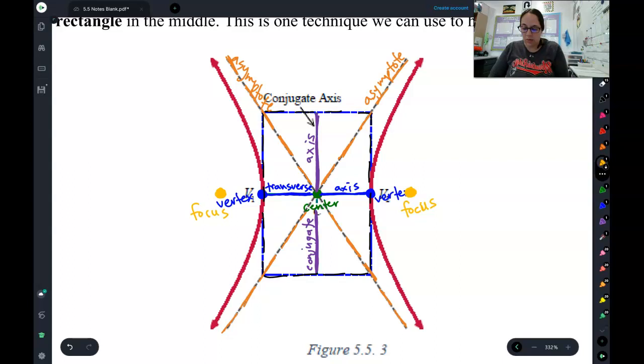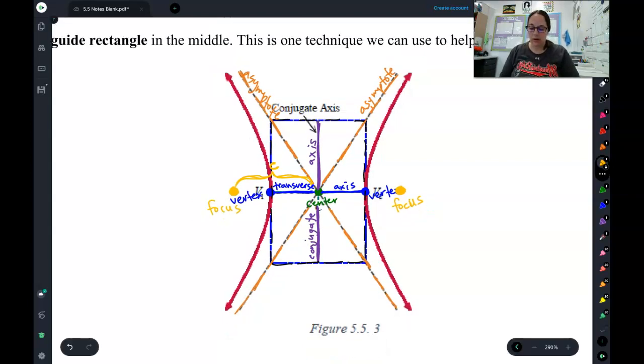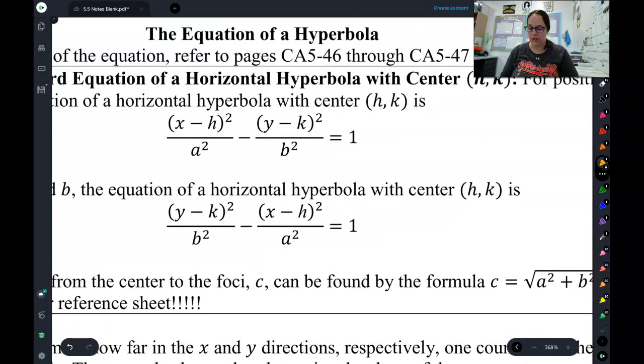Now, one last thing. We are going to calculate C, like we did with our ellipses. And that C is the distance from the center to the focus. That's the little c that we'll be calculating later today. So, those are all the important terms with our hyperbola. Now let's look at those terms in the equation.